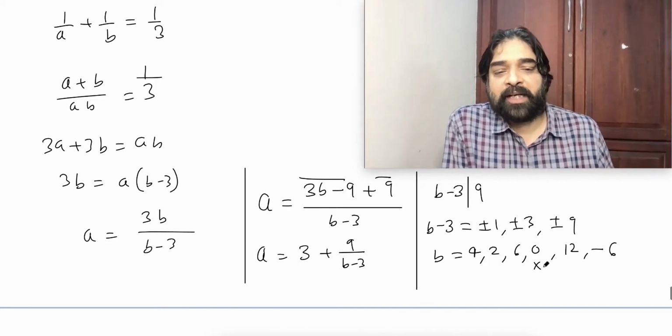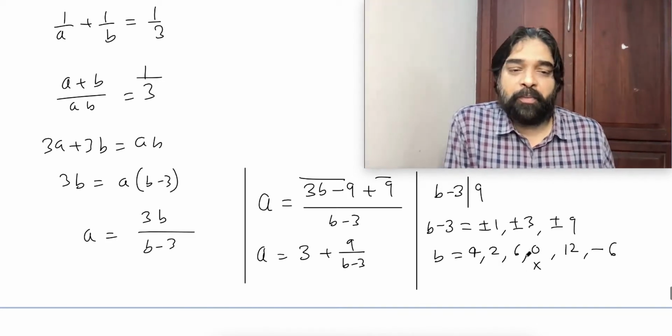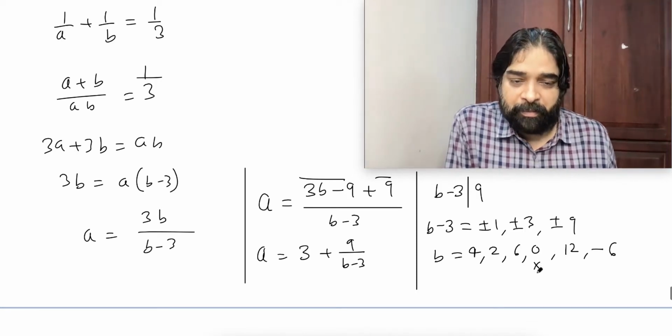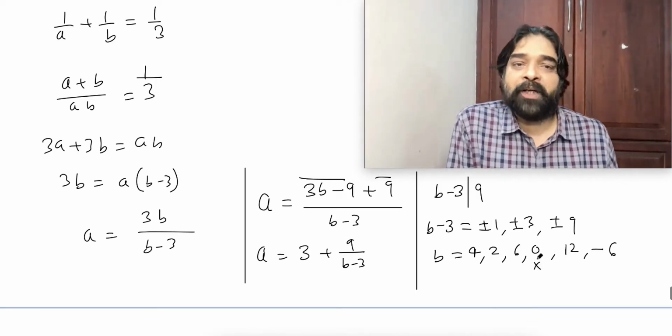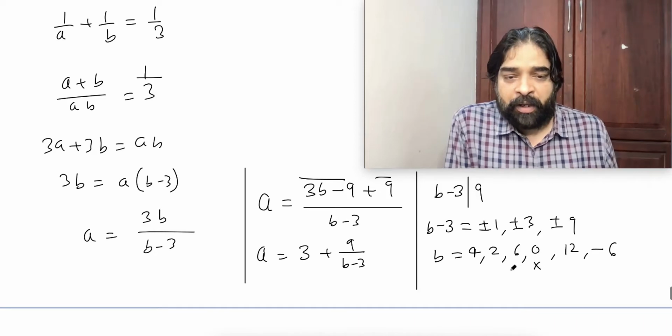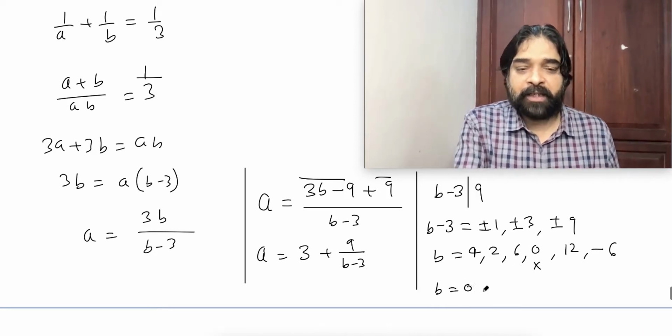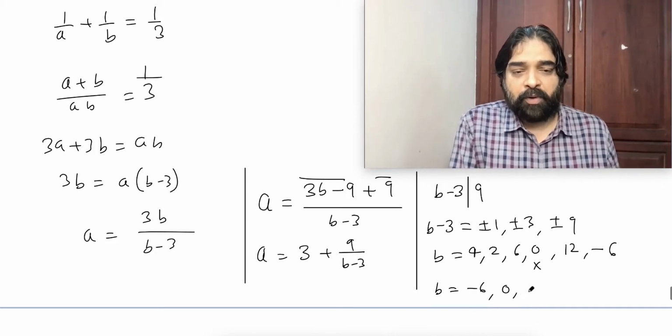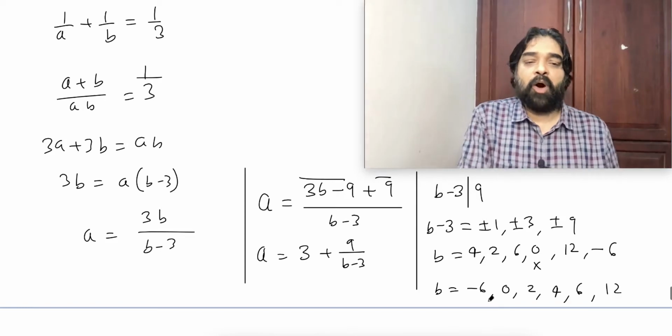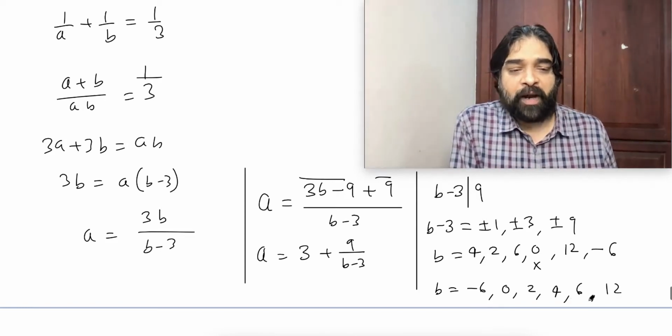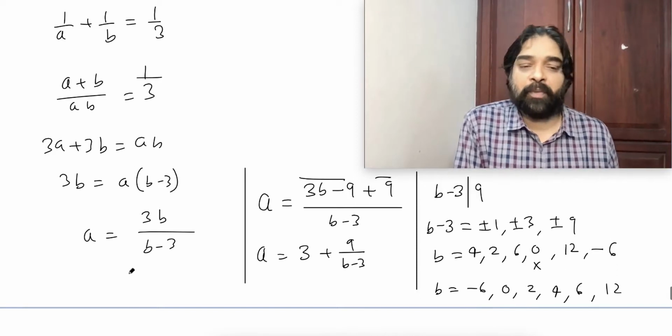But 0 I will reject because B cannot be equal to 0. Did you understand? Okay. So what is the value of B? We got it. Minus 6, 0, 2, 4, 6, 12. So how many solutions? 1, 2, 3, 4, 5, 6. 6 solutions for B. So 6 solutions for A also will come.